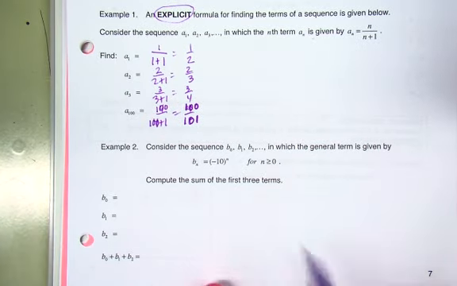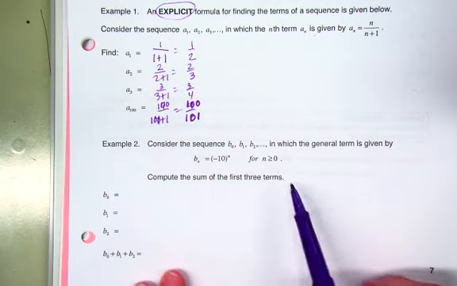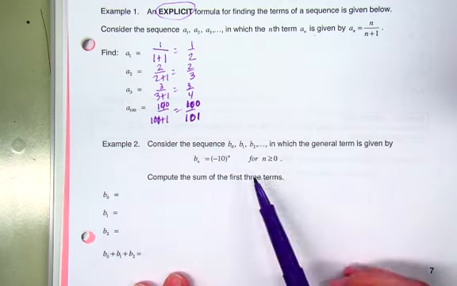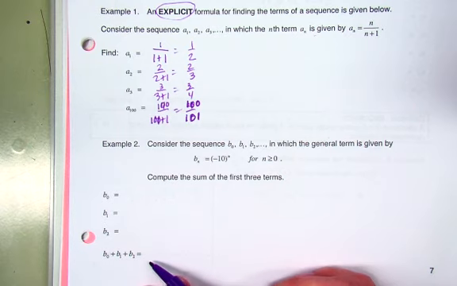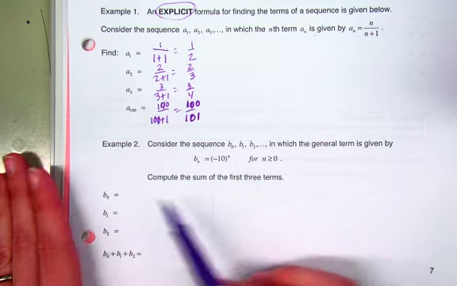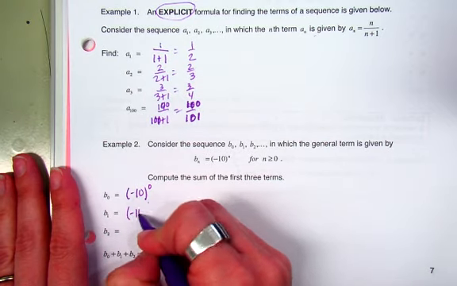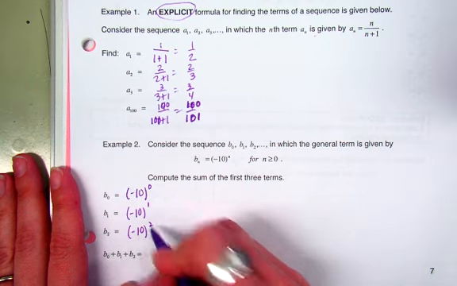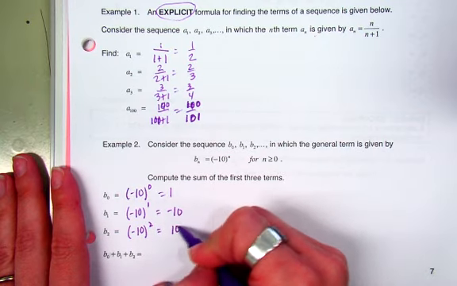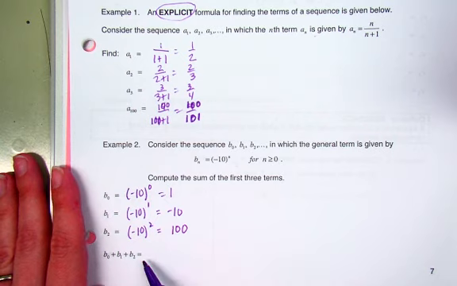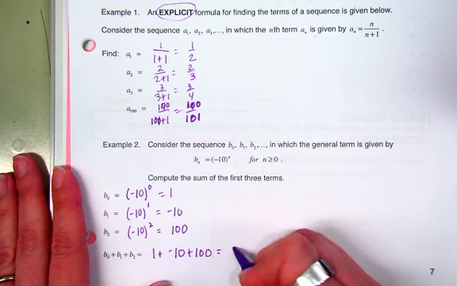Example 2, consider this sequence. Again, an explicit formula, negative 10 to the nth power. It wants the sum of the first 3 terms. What we're going to do is figure out the first 3 terms. In this case, it starts with n equals 0, then 1, then 2. And then I'm going to add those 3 together. So the sum of the first 3 terms: b sub 0, I just plug in a 0, plug in a 1, and plug in a 2 for n. So this would just be 1, negative 10, 100. And then it wants the sum of those terms. So I'm just going to add all 3 of those together, and that gives me 91.